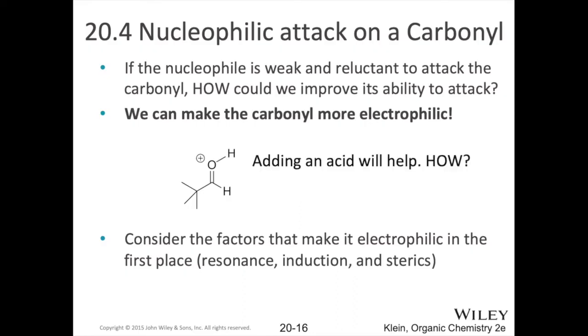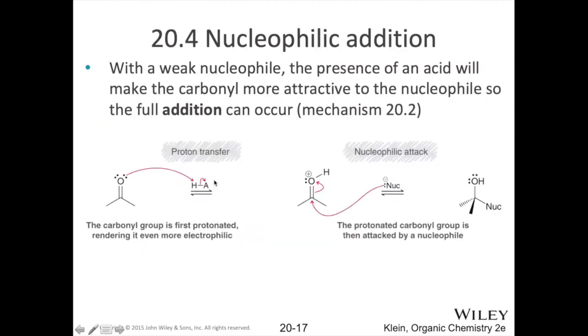Okay, so adding an acid, for example, will protonate your oxygen, give it a partial positive charge, and that really encourages these electrons to swing up to counteract that, to get rid of that positive charge and move it to the carbon, which is less electronegative than the oxygen, obviously. Okay, so let's see that full mechanism with a weak nucleophile.